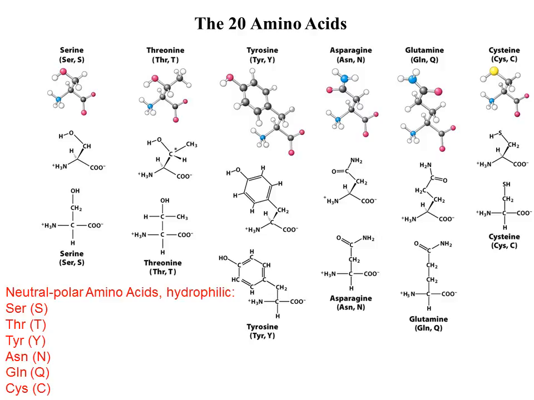And then we have the neutral polar. In other words, there is polarity, and hence they can engage in some sort of interaction with the aqueous environment around them, and hence they'll be soluble. And those usually are on the outside of the protein because they will be interacting with the aqueous environment, namely the cytoplasm inside the cell, for example.